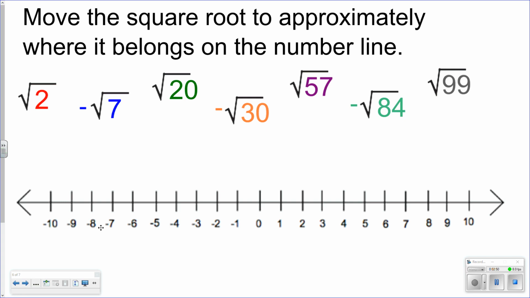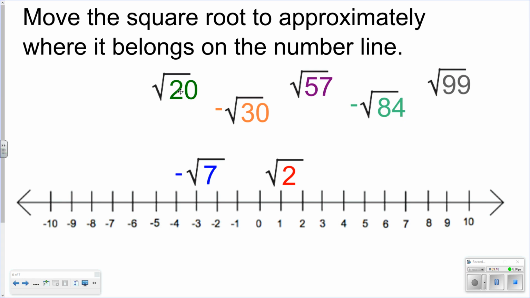Move the square root to approximately where it belongs on the number line. So the square root of 2 is going to be right over here, a little more than the 1, because 1 times 1 is 1, but not up to the 2, because 2 times 2 is 4. Negative square root of 7, well, that's going to be over here in the negatives, and it's going to be between the 2 and the 3, because it's between the perfect square of 4 and the perfect square of 9.